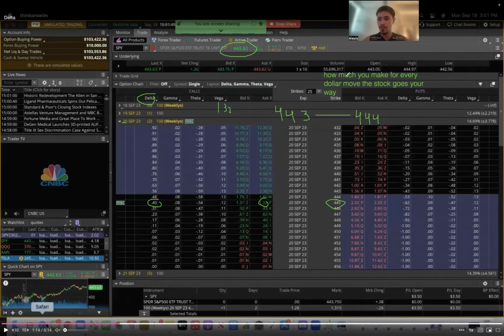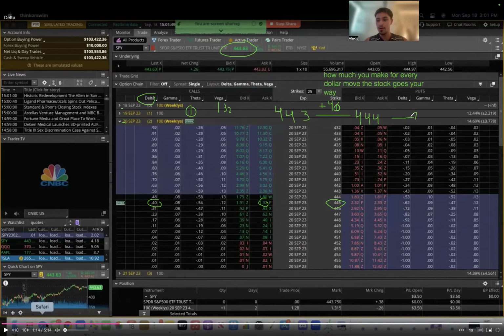Pretty much, delta means how much you make for every dollar the stock goes your way. So it went $1 in our direction. We think it's going to 445. If it went up $1, I just made $40 on my contract that I paid $132 on per contract. So let's say you had multiple contracts. You just made $40 per contract. In this example, let's just say we only bought one contract at 132. We just made $40 because it went up $1.